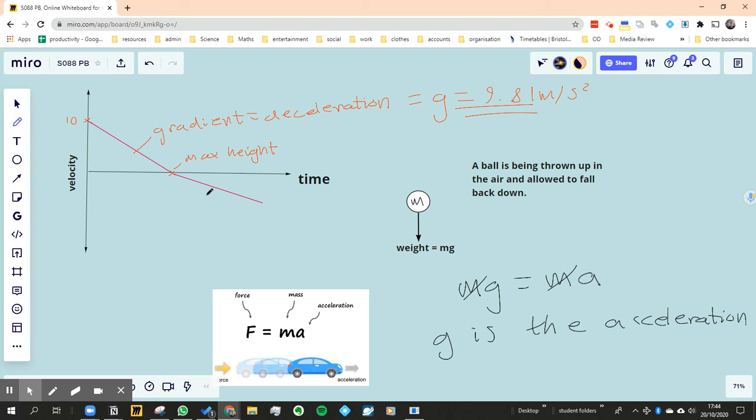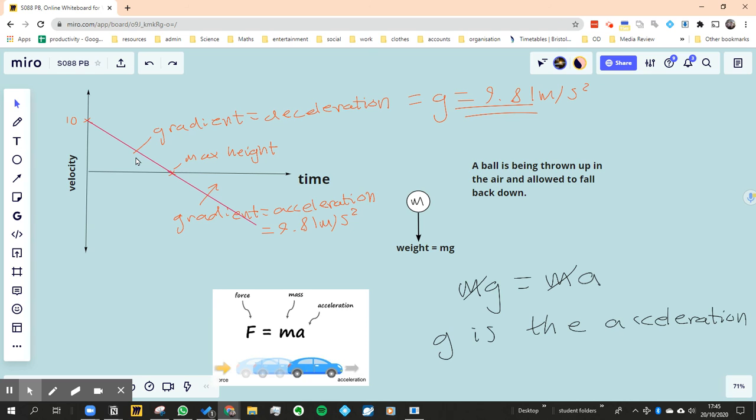The question is, what does this gradient tell us? What is this gradient going to be equal to? So I'll pause the video there. All right, good. So this is now correct. The gradient stays the same for the journey up as well as the journey down.